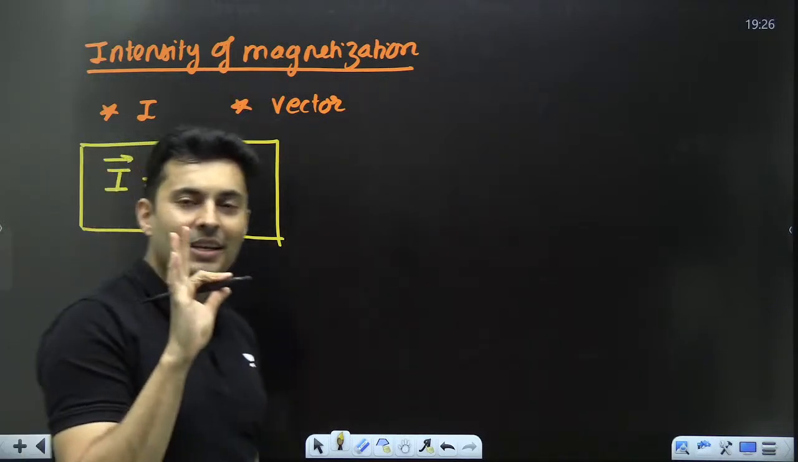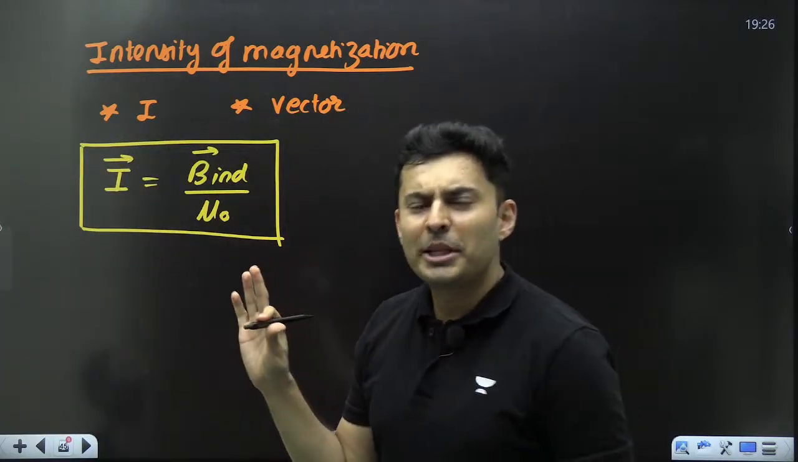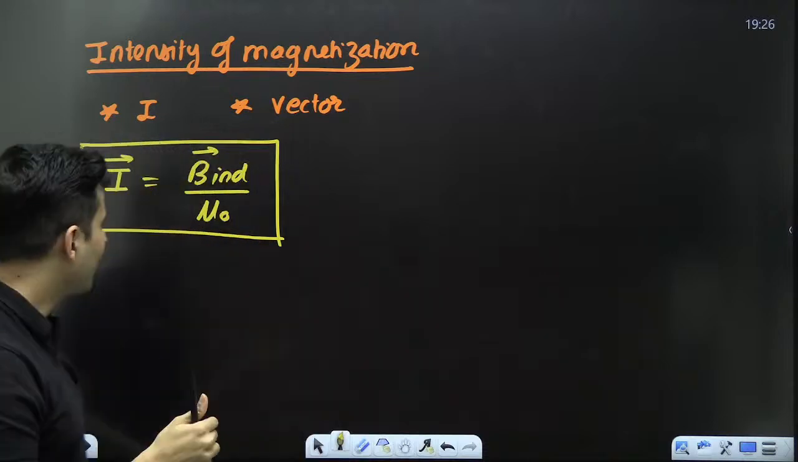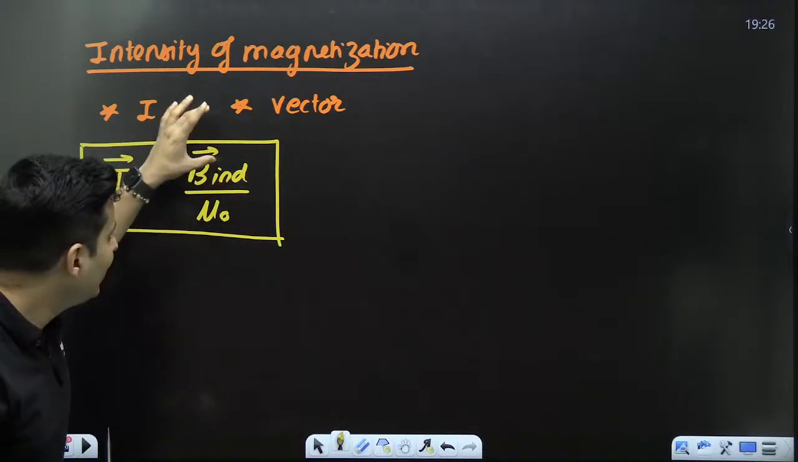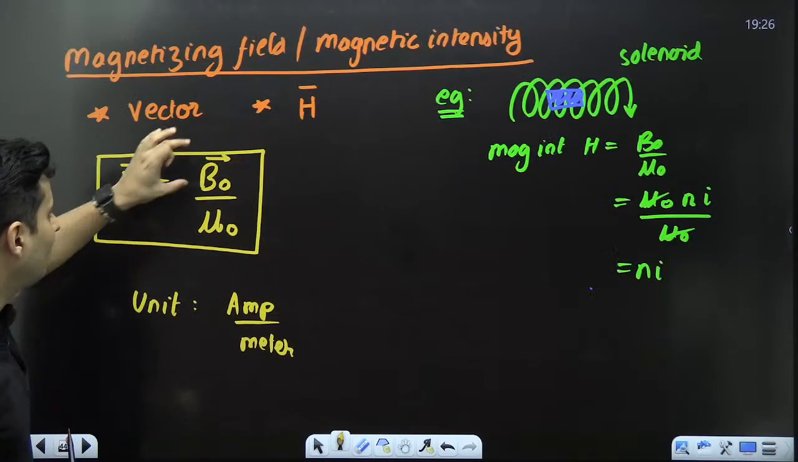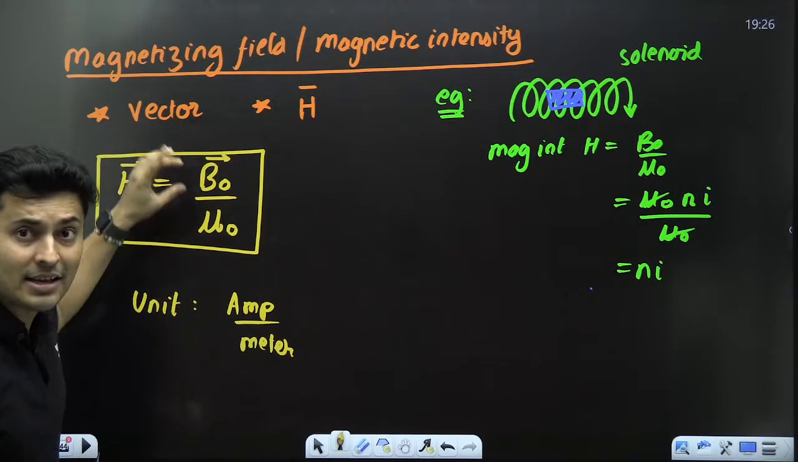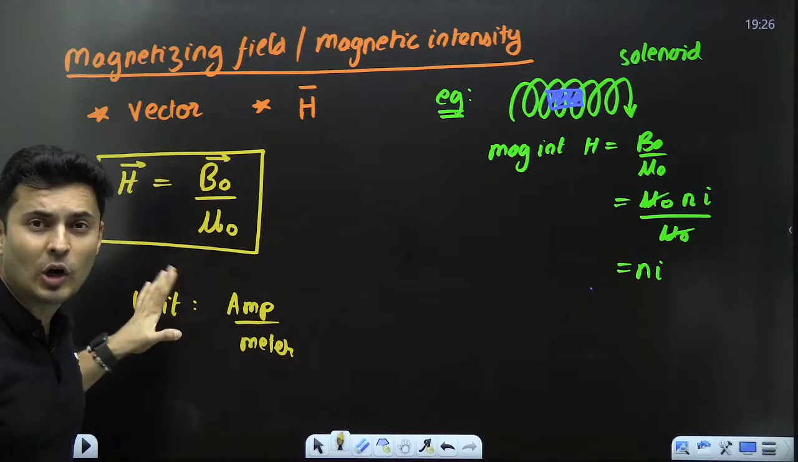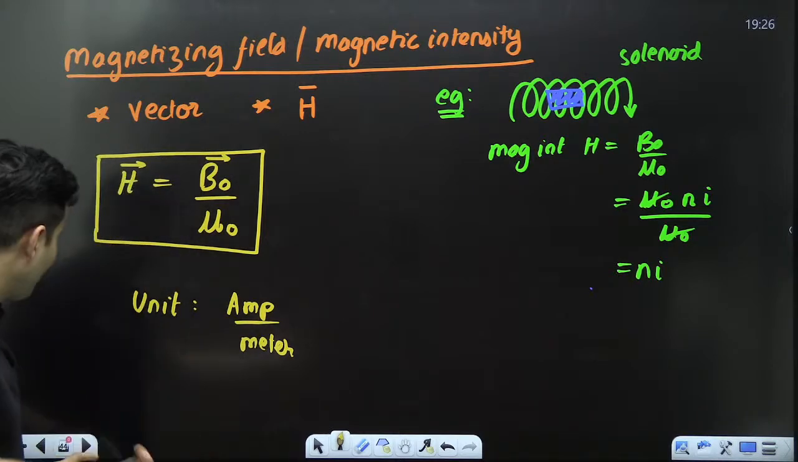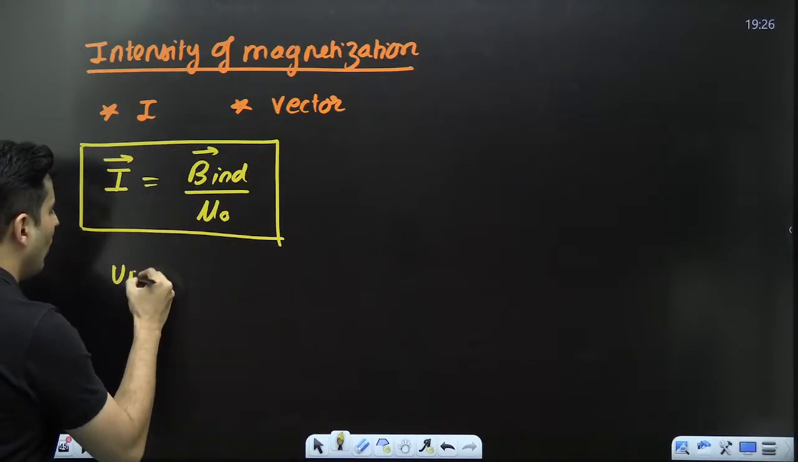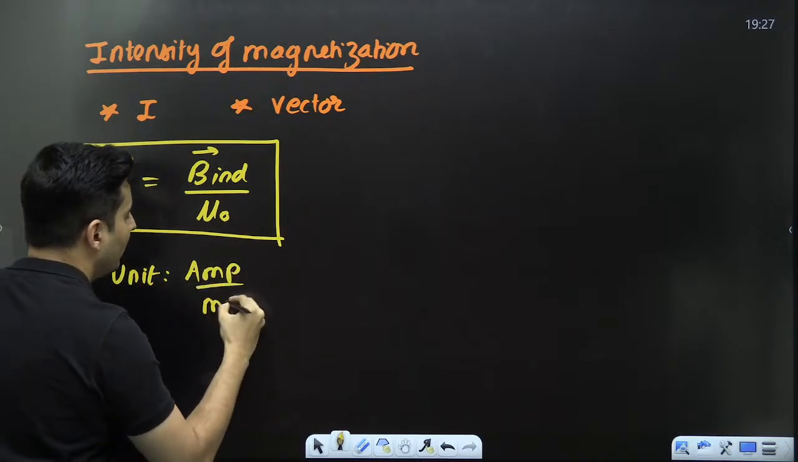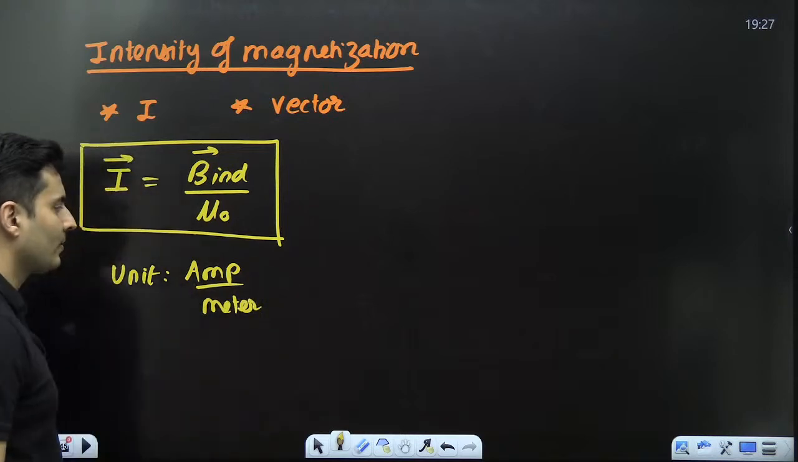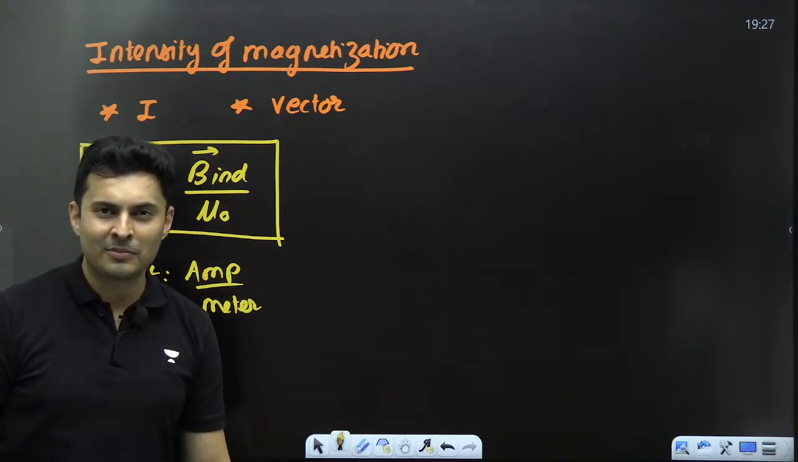Now I know you guys are thinking, sir, what will be the unit of this? Okay, think about it now. The formula has field on the top, permeability below. The formula for H also has permeability below and field on the top. Shouldn't the unit be the same? Obviously. So this also has the same unit. It will be just ampere per meter. Nothing else. It will still be ampere per meter.